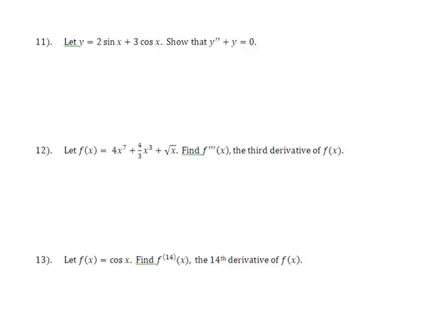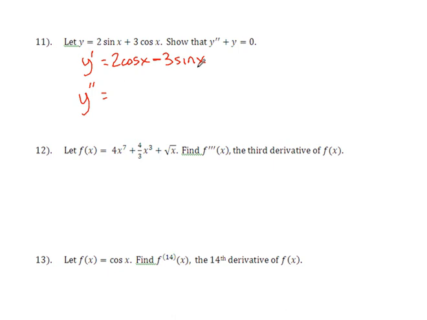Next step. Let y equal 2 sine x plus 3 cosine x. Show that y double prime plus y equals 0. All we need to do, we need to find the first derivative to be able to find the second derivative. First derivative is going to be 2 cosine of x. And then cosine's derivative is negative, so it's a negative 3 sine x.